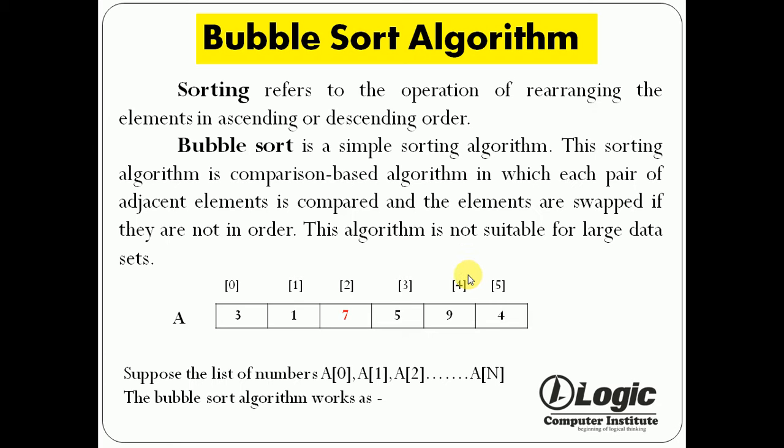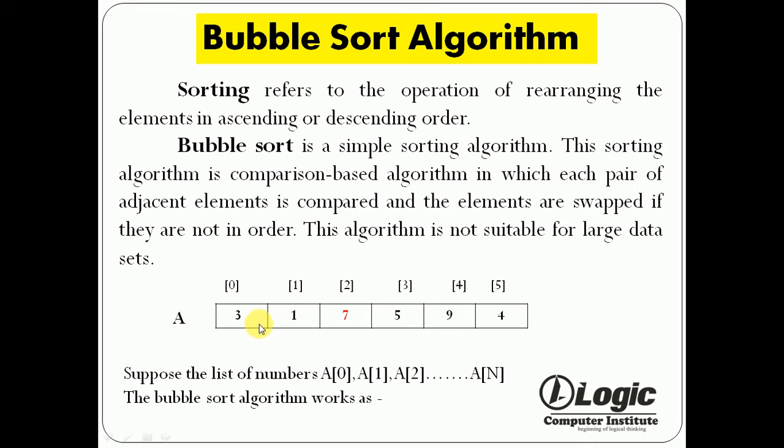First we see what sorting is. Sorting refers to the operation of rearranging the elements in descending or ascending order. Bubble sort is a simple sorting algorithm. It is a comparison-based algorithm in which each pair of adjacent elements is compared and the elements are swapped if they are not in order. This algorithm is not suitable for large data sets.